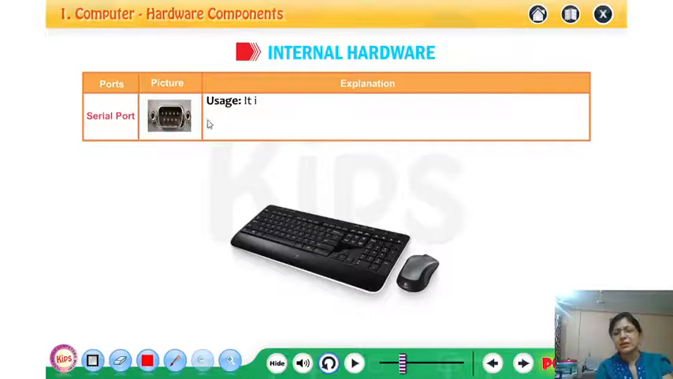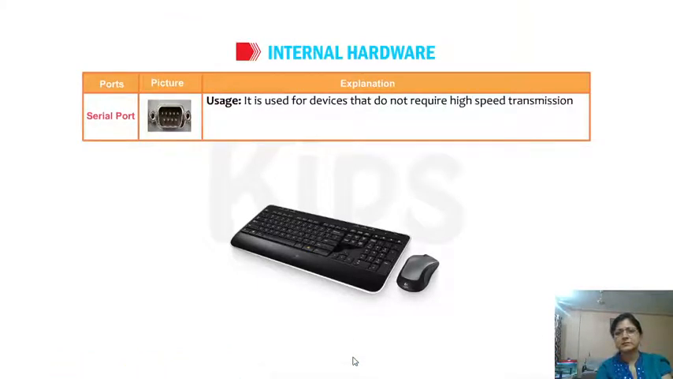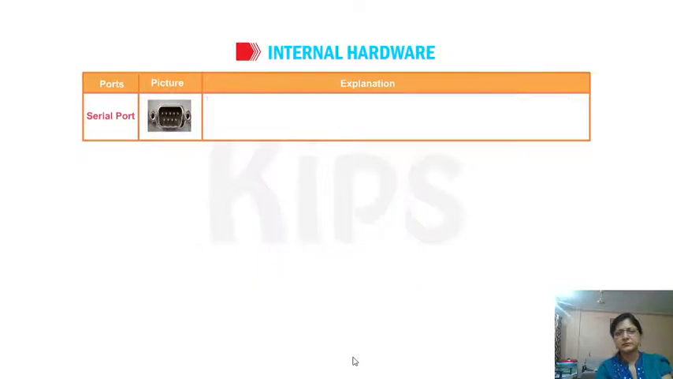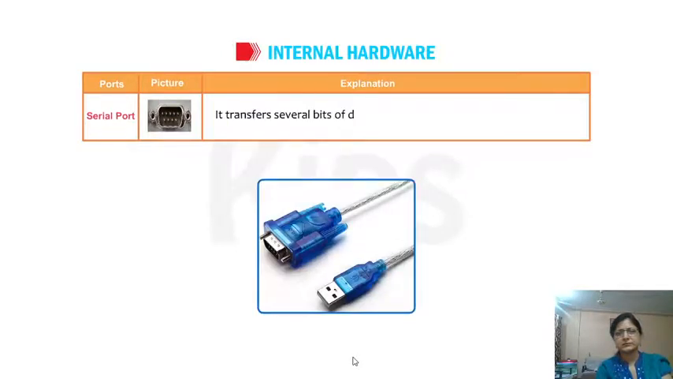So here, sometimes the mouse or a keyboard has a connection which is connected using a serial port like this. It is used for devices that do not require high-speed transmission, that is, mouse, keyboard. It is also used to connect modems, hence called communication ports. It transfers several bits of data together at one time.